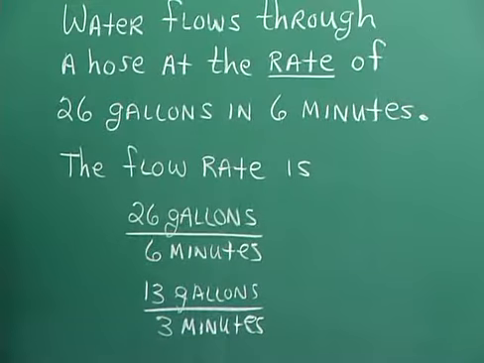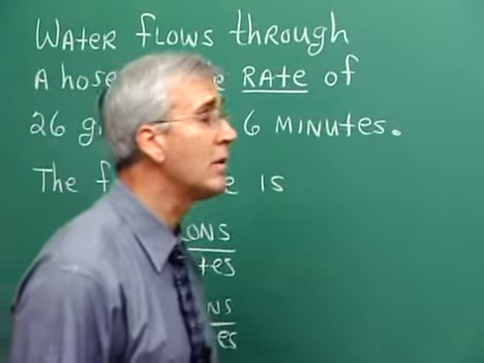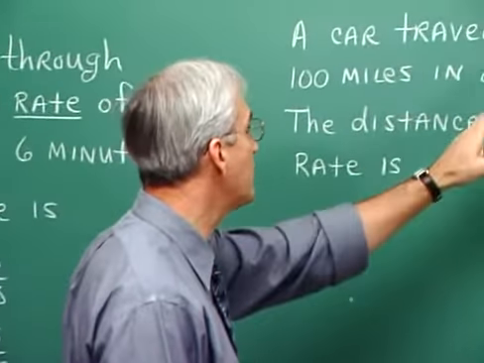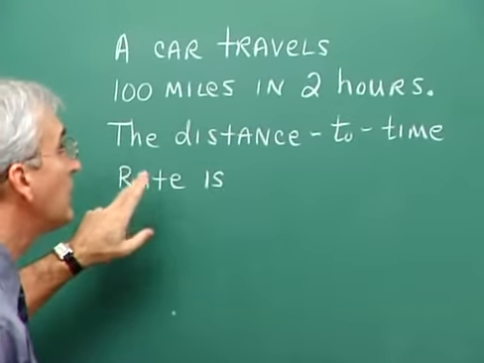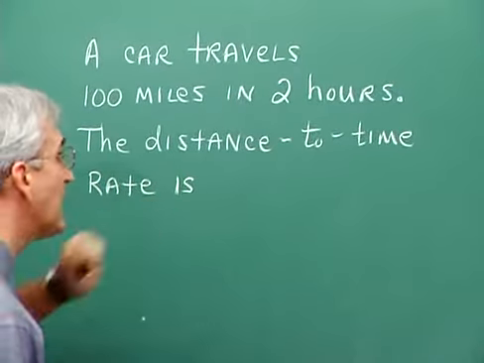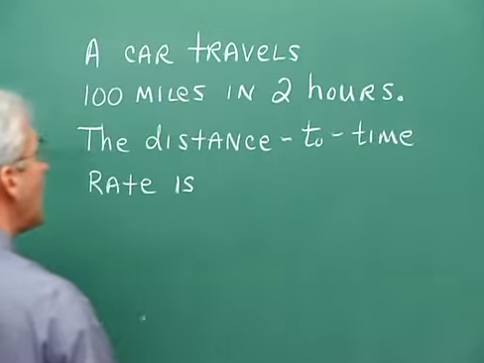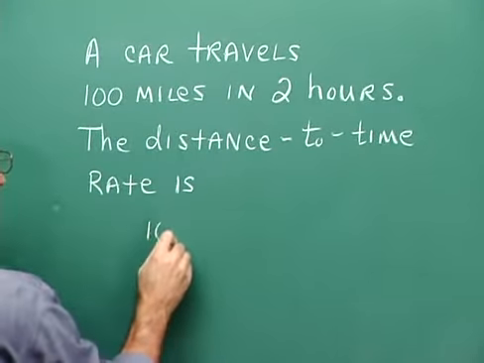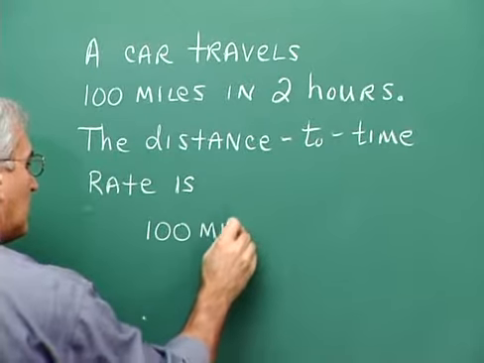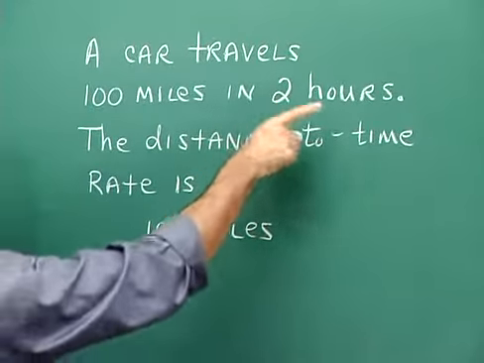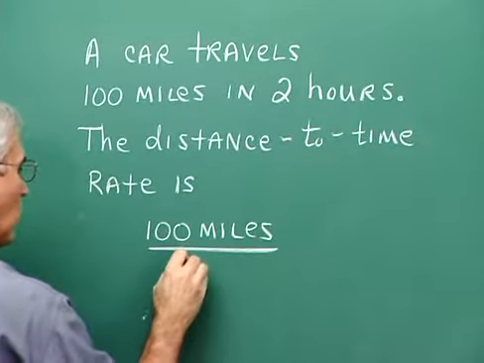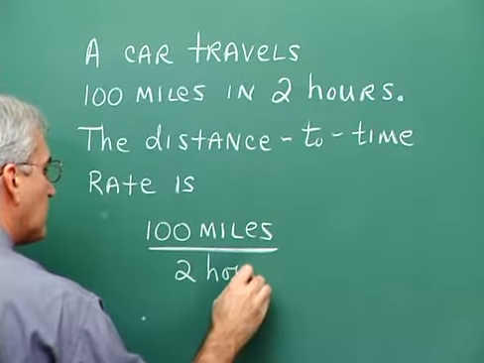Let's look at another one. A car travels 100 miles in 2 hours. The distance to time rate is, well, let's see, distance in the numerator to time in the denominator. So it's 100 miles in 2 hours. 100 miles over 2 hours.